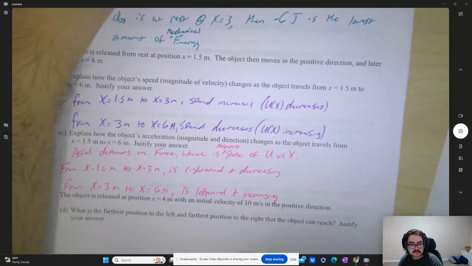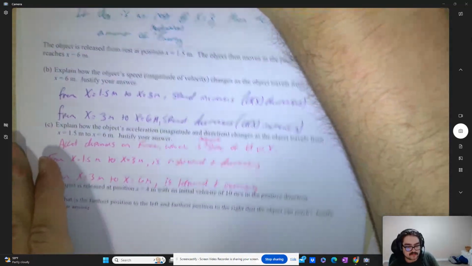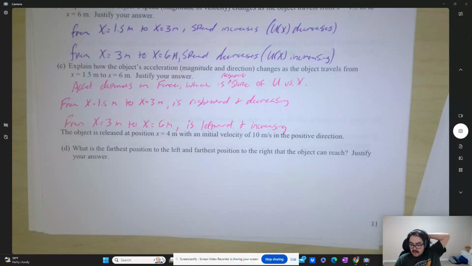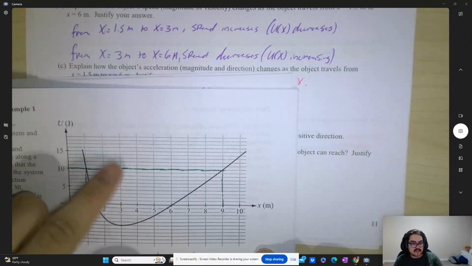If the object is released at position x equals 4 meters with an initial velocity of 10 meters per second in the positive direction, okay, we can figure out what the here. I'll just show the graph here. Okay, so here's the graph and the key here.